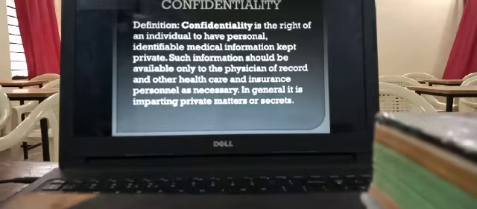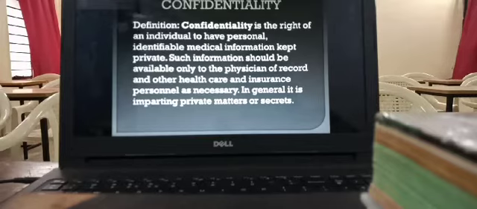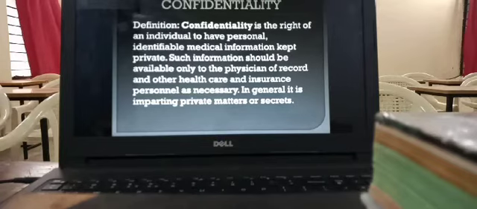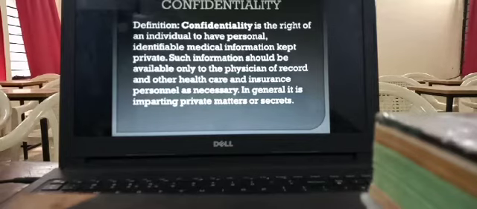In general, we usually say it is keeping a secret or private matters. In the easiest way, we can say it is keeping a secret or private information. So it means not telling anyone other than who should know or who needs to know.